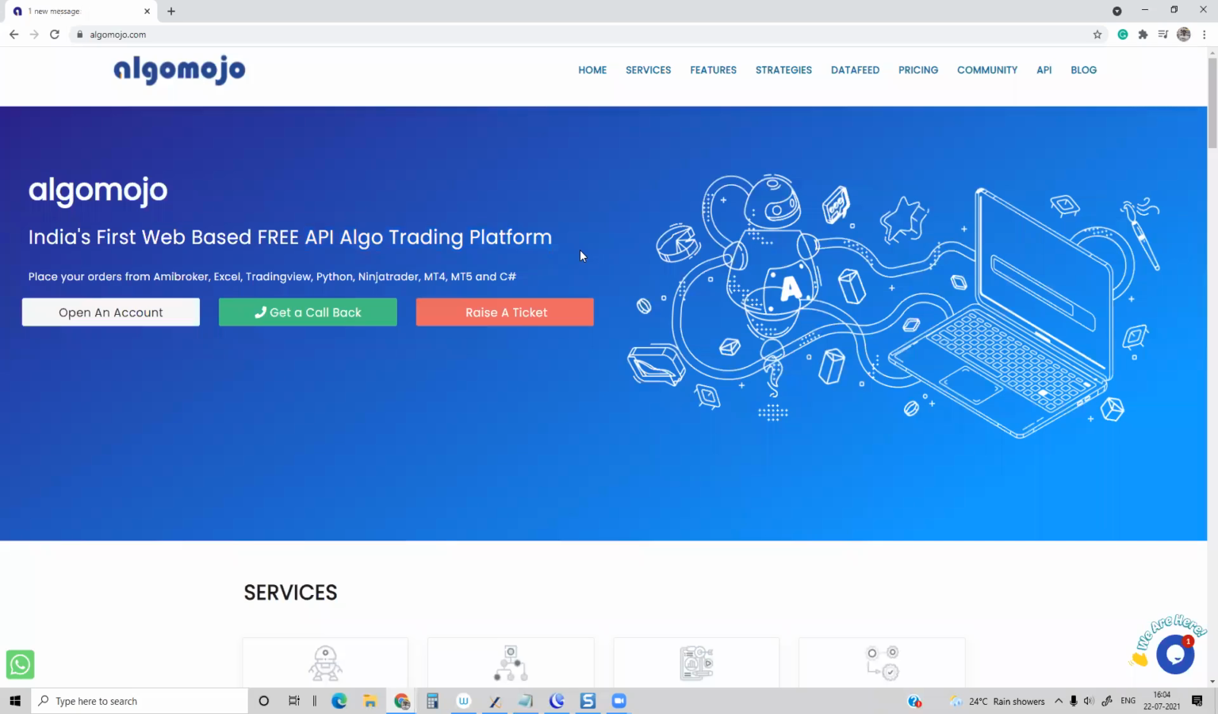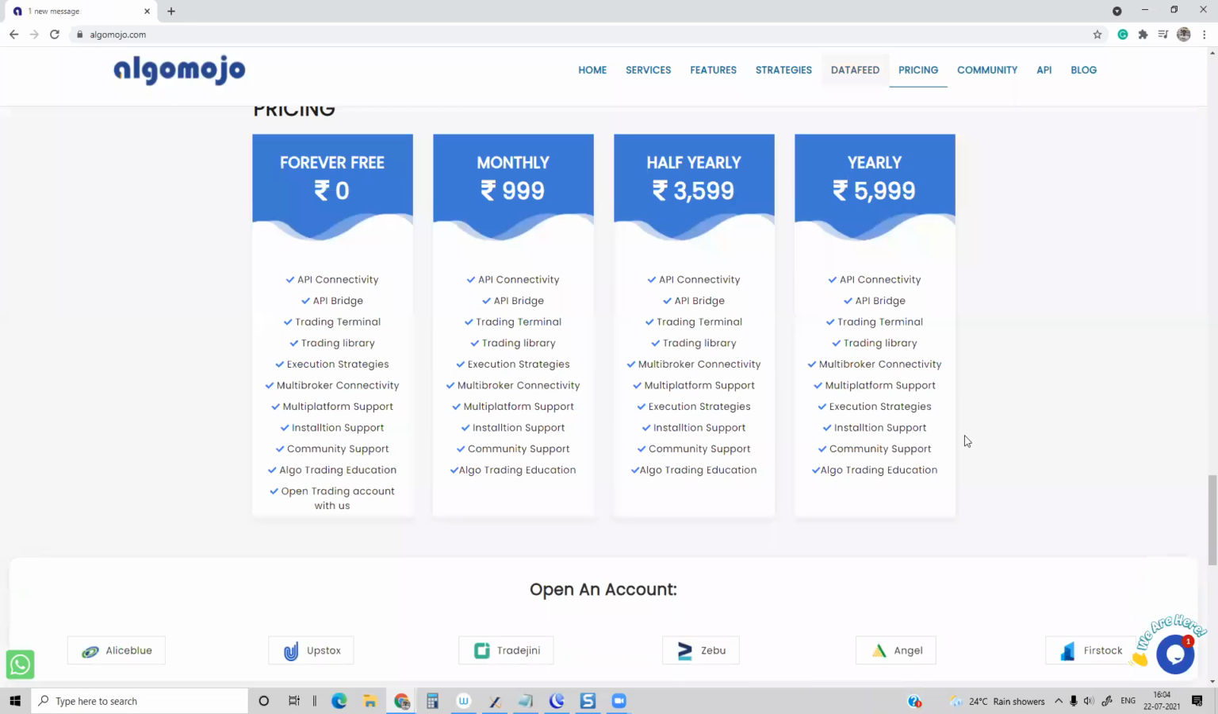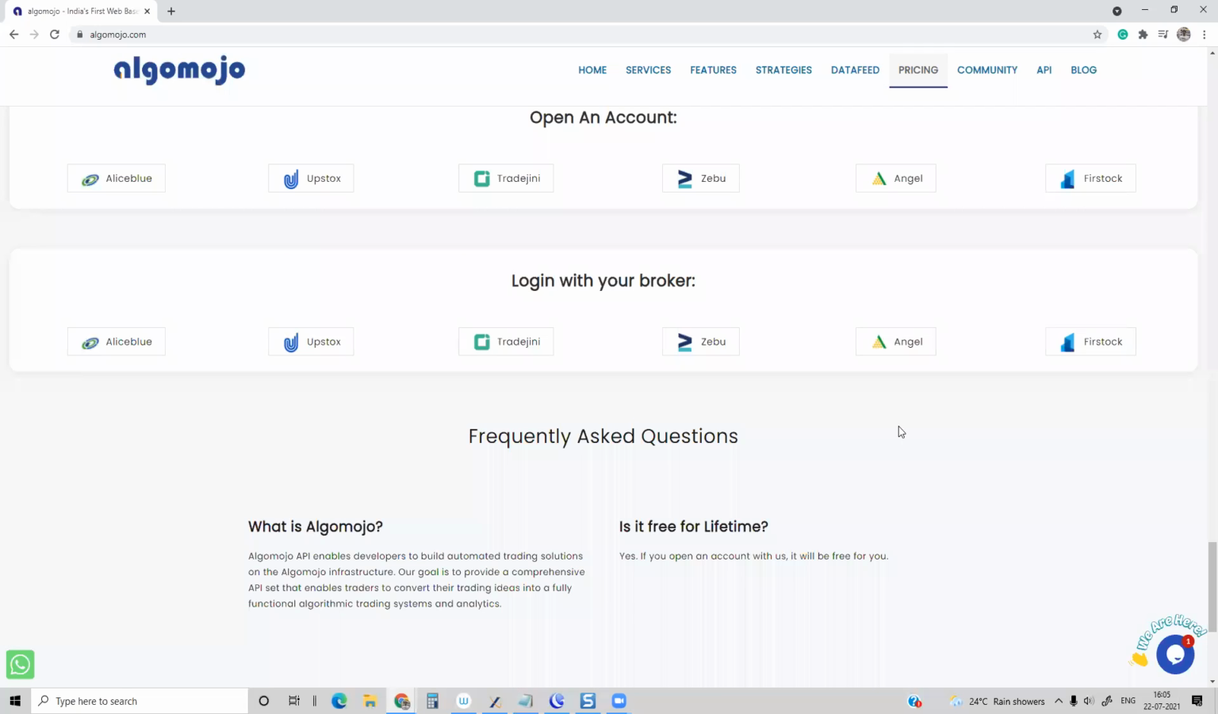Algomojo itself is a cloud-based trading terminal, right? Which you can connect with multiple brokers at one single point. So far you can connect with any of the brokers who are listed over here: Alice Blue, Upstox, Tradejini, Zebu, Angel, Firstock. And we are also working on a couple of other brokers, like Fyers, and 5Paisa we are working on, and Master Trust we are yet to go live. A few more brokers also showed interest in onboarding Algomojo.